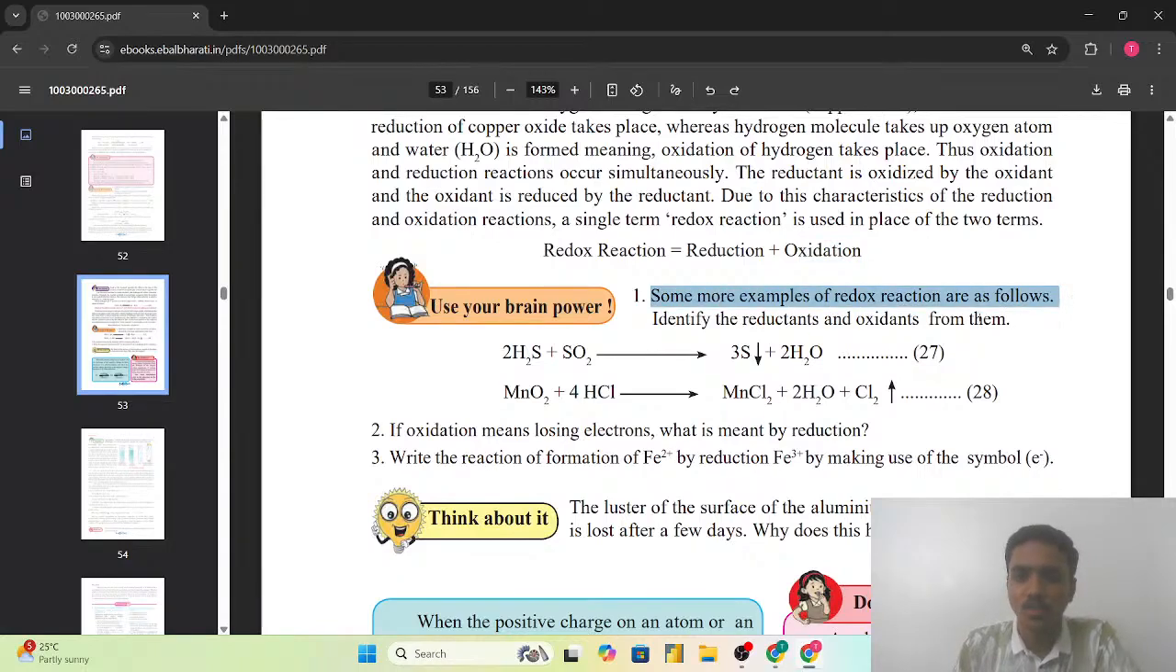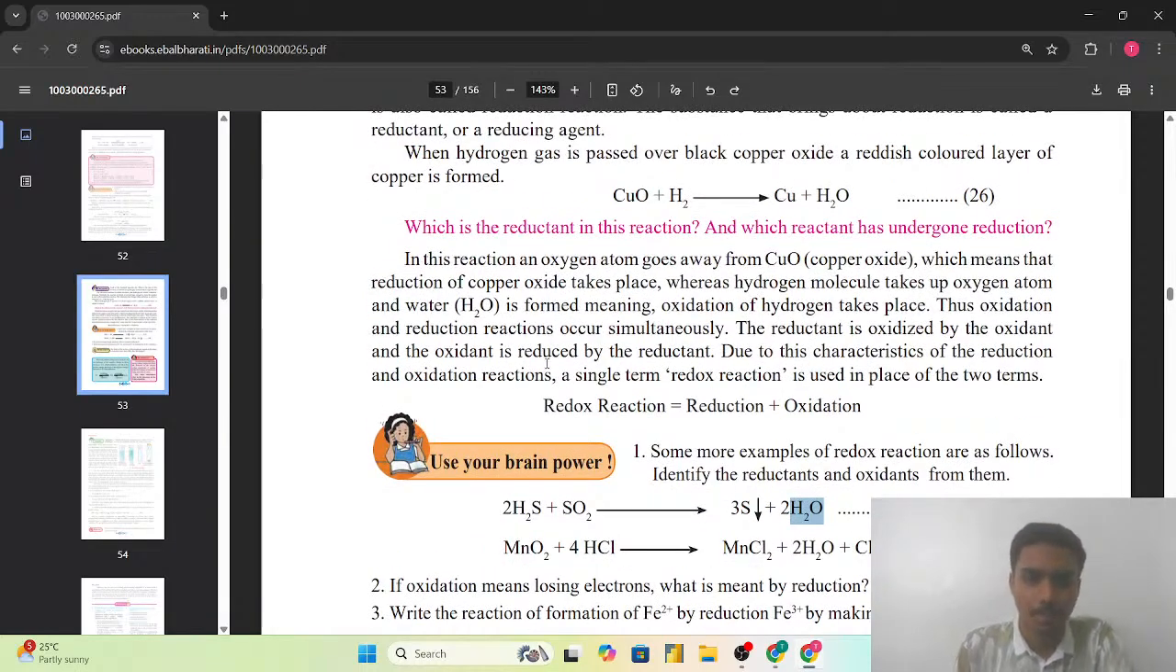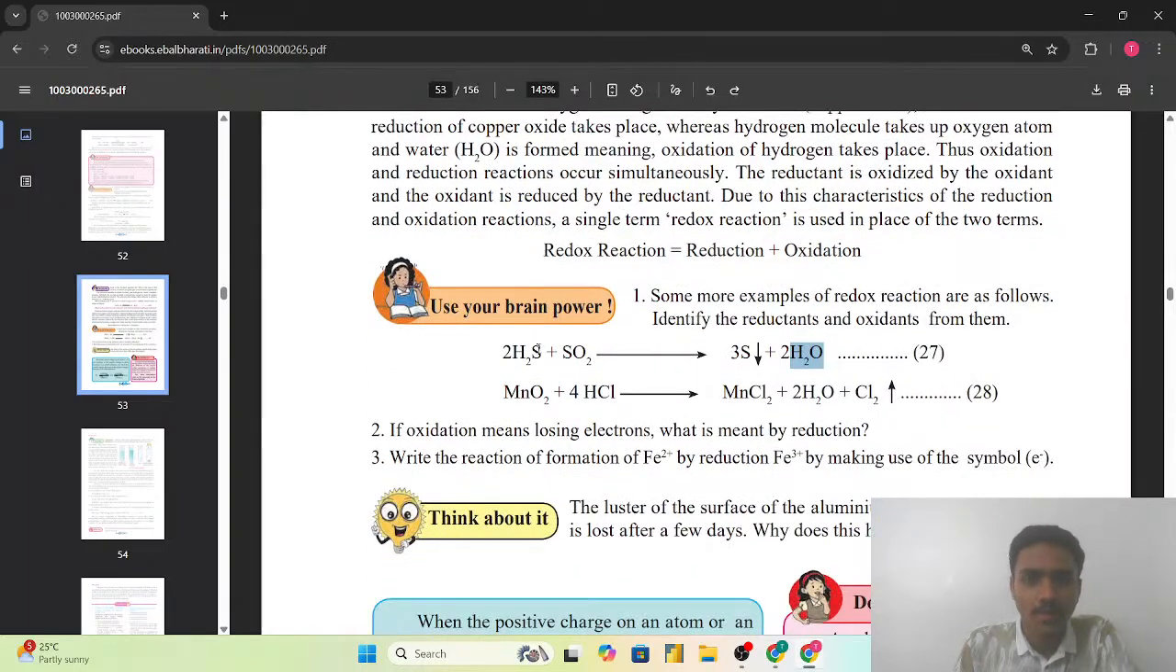Some more examples of the redox reaction are given here. Identify reductants and oxidants from them. H2S, sulfur dioxide, सल्फर, हाइड्रोजन। तो यहाँ पर क्या है? ऑक्सीडेंट रिडक्टेंट पूछा गया है। तो रिडक्टेंट क्या है? जो कि ये करेगा, मतलब क्या बोलते हैं हम कि रिड्यूस करेगा। तो यहाँ पर क्या है?